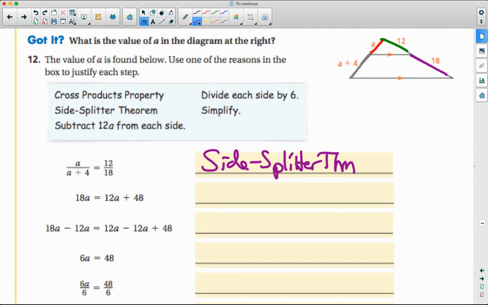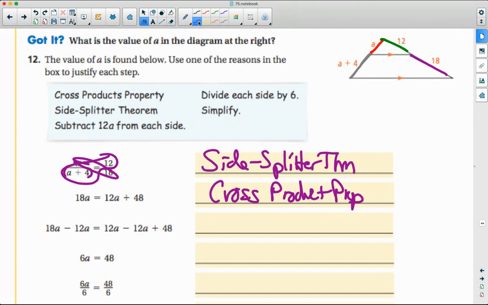All right, next, what are we doing? We're cross multiplying, right? Cross multiplying here, put parentheses around there so don't forget to distribute. Cross multiply there. Okay, so that is the cross product property. All right, next, we want to start solving for A, right? So we're going to subtract 12A to both sides. So that is the subtraction property of equality.